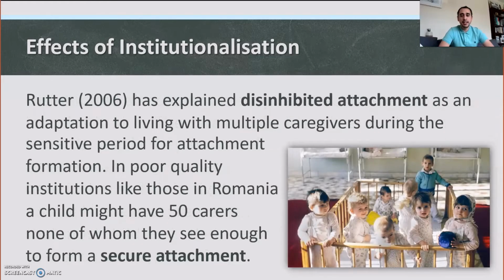Rutter had explained disinhibited attachment as an adaptation to living with multiple caregivers during the sensitive period for attachment formation. In poor quality institutions like those in Romania, a child might have 50 carers, none of whom they see enough to form a secure attachment.